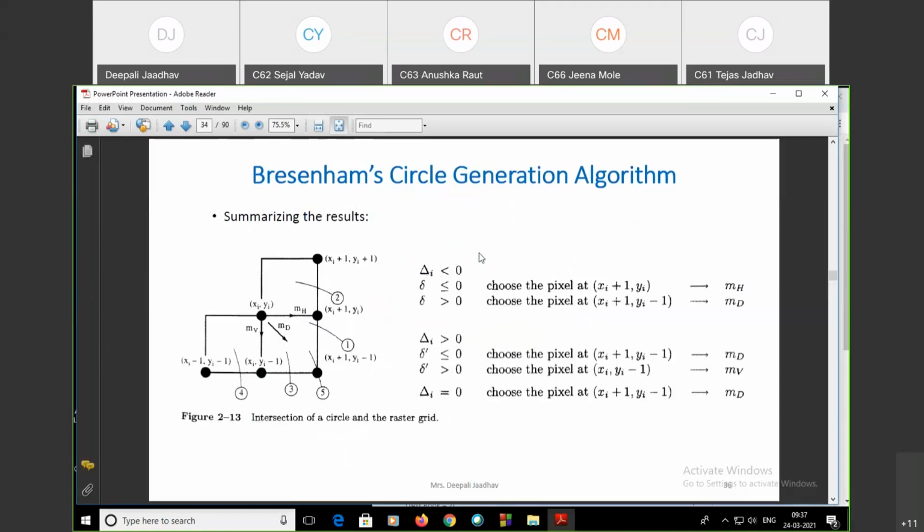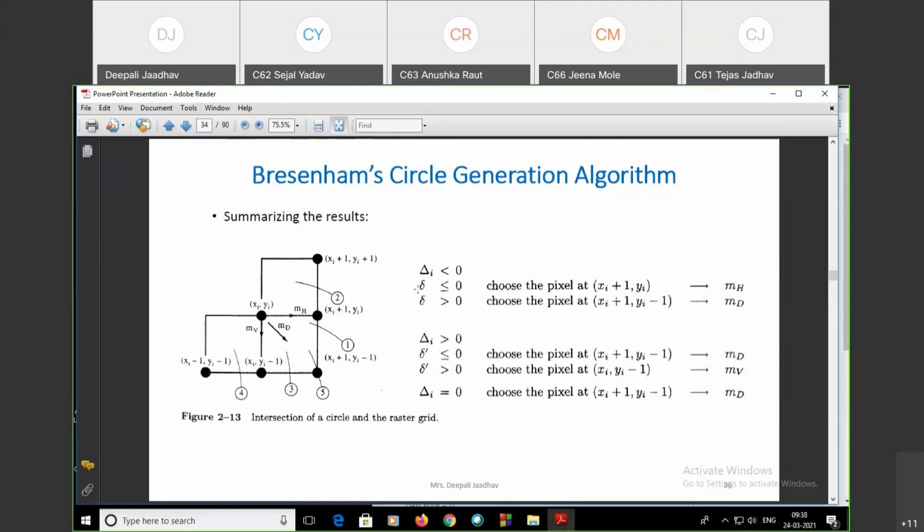If the delta I we calculate is less than 0, meaning it is negative, then we calculate small delta. If this small delta is less than or equal to 0, then choose horizontal. If this small delta is greater than 0, then choose the diagonal point. Similarly, if delta I is greater than 0, meaning it is positive, then calculate delta dash. If this delta dash is less than or equal to 0, choose the diagonal point. If this delta dash is greater than 0, choose the vertical point. And if delta I is exactly 0, then choose the diagonal point.